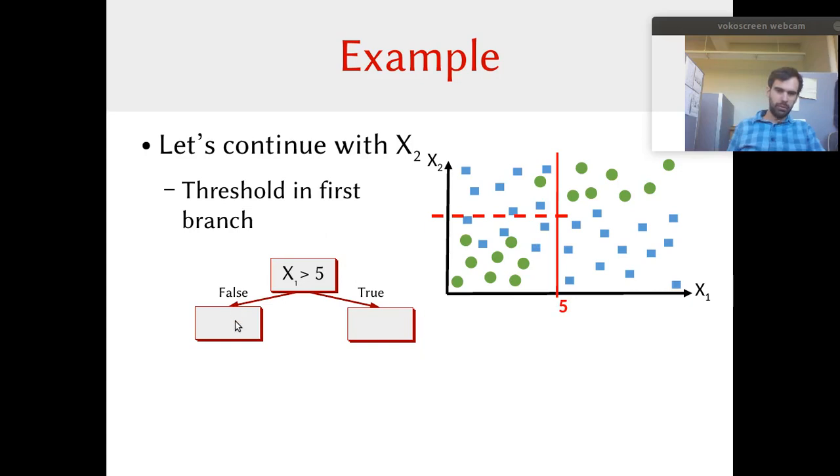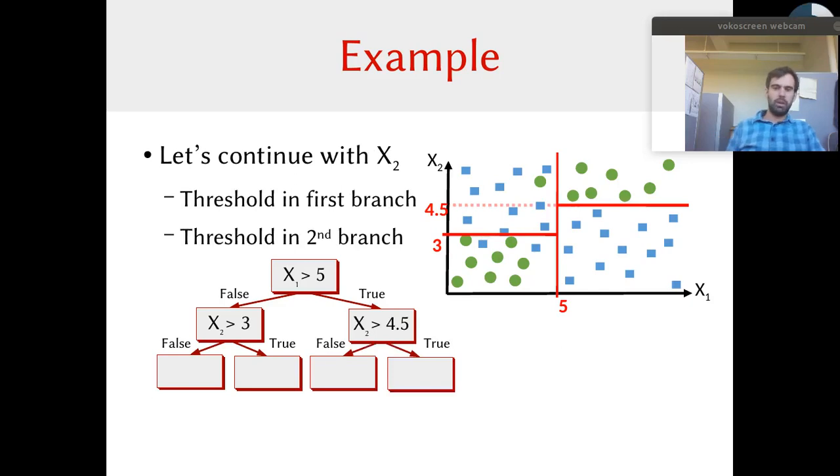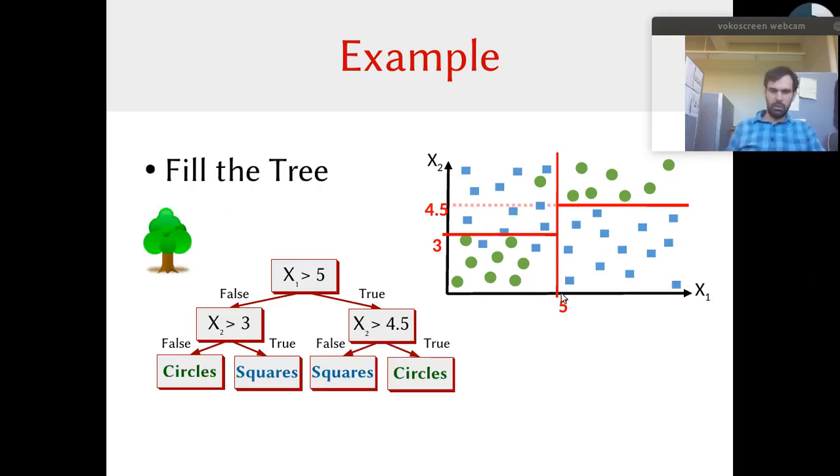We are below 5, so we are here, and we try to find another threshold, but this time for the second feature, which is x2 here. So we select it, and we find that the one that separates the most the two data sets will be this one, and we do the same thing on the other side. So this threshold here is on this one. So here you have built a tree, and you can fill it. If you are below 5 for x1 and below 3 for x2, so you are here and here, it will be circle. If you're below 5 and higher than 3, then it will be squares, exactly.